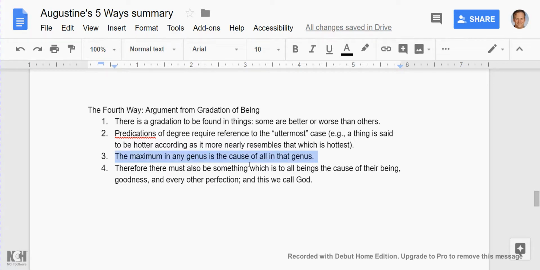Therefore, there must be something which is to all beings the cause of their being, goodness, and every other kind of perfection, and we call this God. So I guess one way to really sum this argument up is that if there are degrees of perfection, there has to be the perfect perfect. That perfect is God, and it sets in place all these other things. All right. So let's look at what he says.